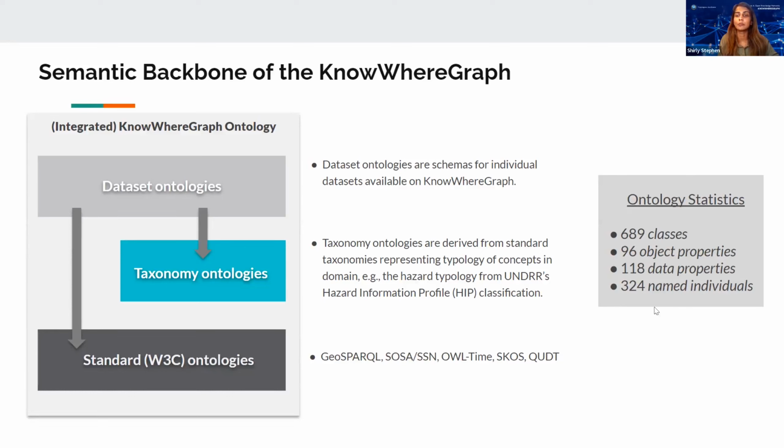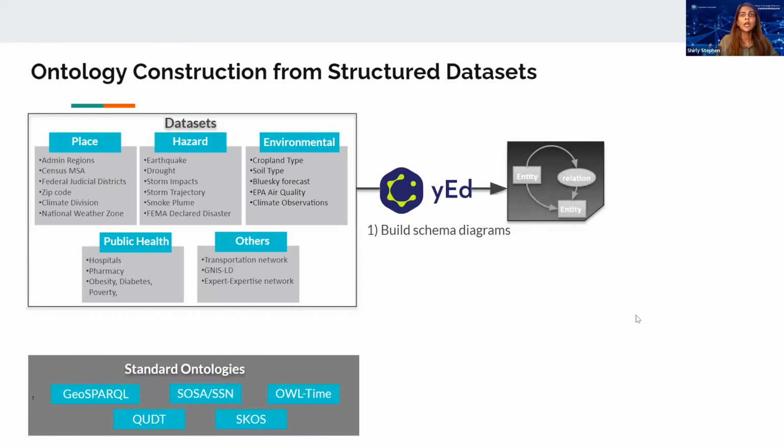Overall, as Ray mentioned, our ontology contains 689 classes, 96 object properties, 118 data properties, and 325 named individuals so far. The entire ontology is constructed in a 3-step process. In the first step, for each dataset, we draw out a schema diagram using the attributes extracted from the structured representation of the data. We use the yEd editor for this purpose.